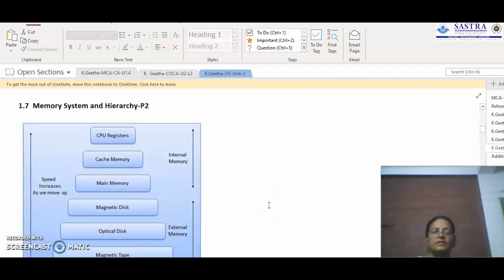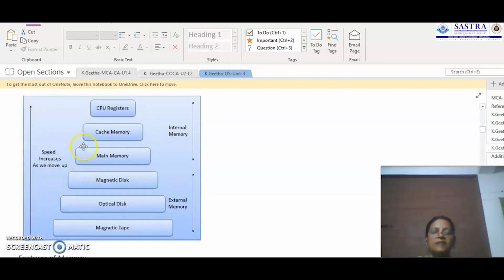So in this session, we will just continue our discussion of memory system and hierarchy. Already we have discussed how the different levels of memory is going to be organized, what is the need for the different levels, and how this cost, speed, and the size is going to vary for different levels. Of course, the same thing is repeated here.